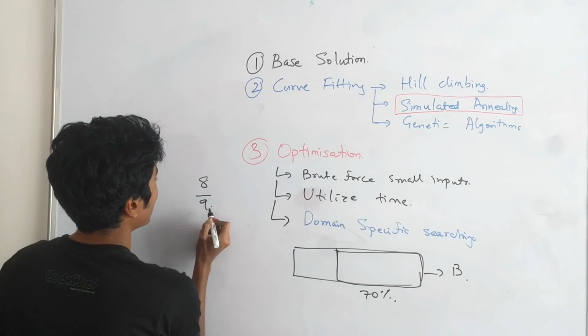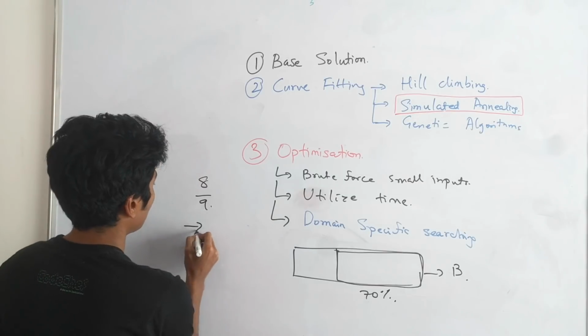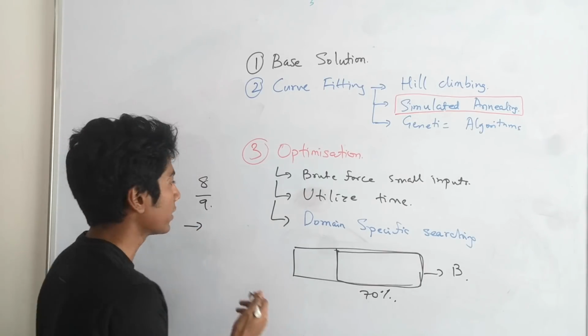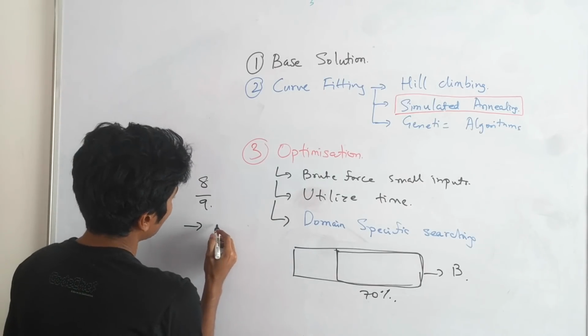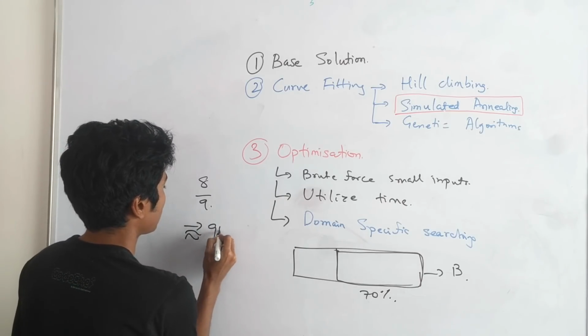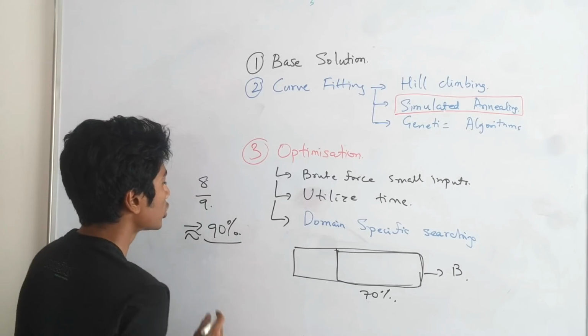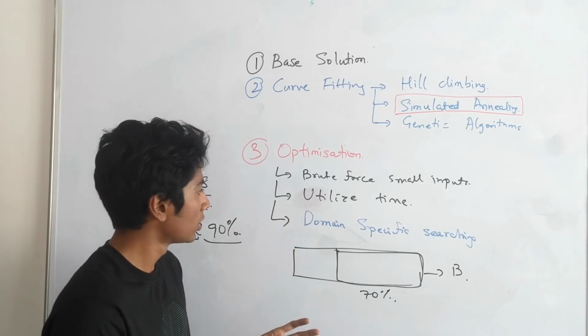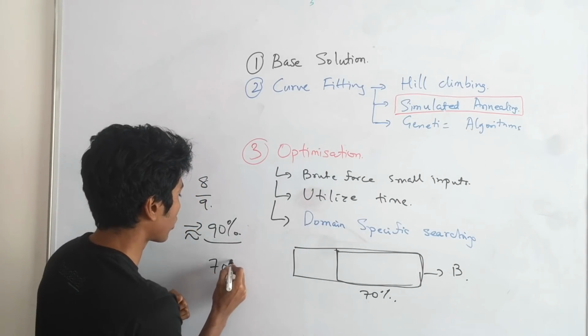So with 70% of the elements, actually you're getting something like 8 by 9 of the answer. Because 1:9, so 8 by 9 of the answer, and that is, let me use my mathematical skills here, approximately 90%. So the solution was approximately 90% good with just 70% of computation.